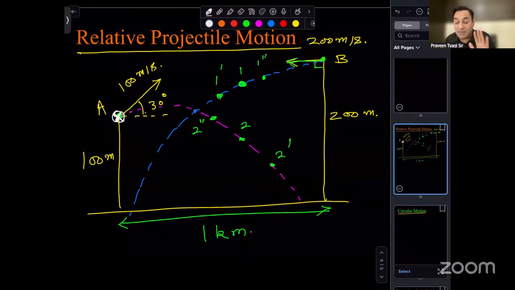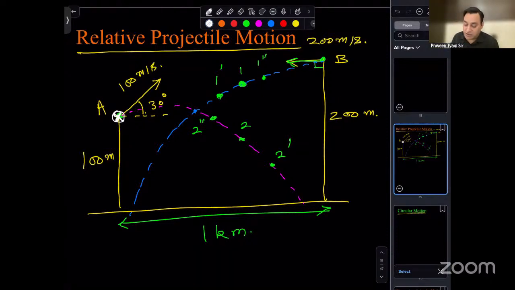Are you all understanding what I'm trying to say? I am now going to get into the brain of A. I will observe the whole motion of B from the perspective of A, not from the ground. So the first thing I'll do is go into the brain of A and see how A is feeling about himself. He is feeling that he is at rest. Now, velocity of A and acceleration of A as observed by A is zero. Now let's find out velocity of B as observed by A.